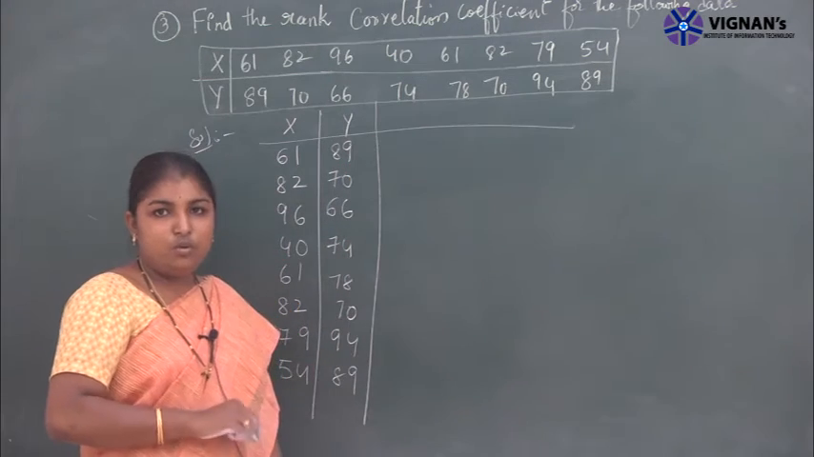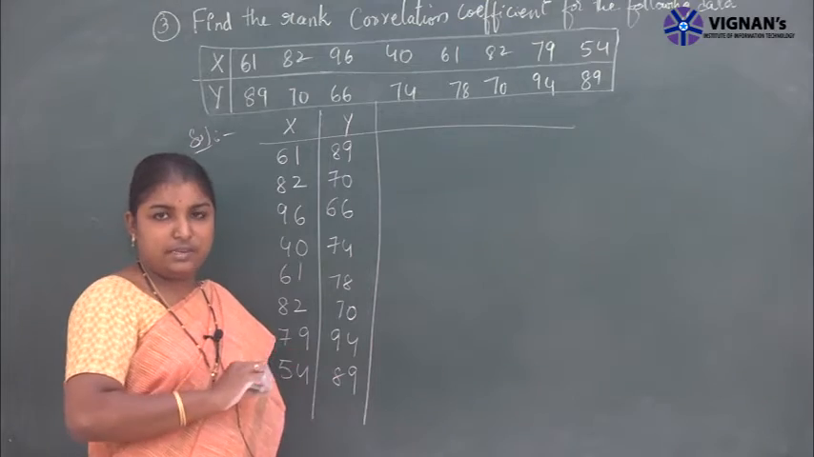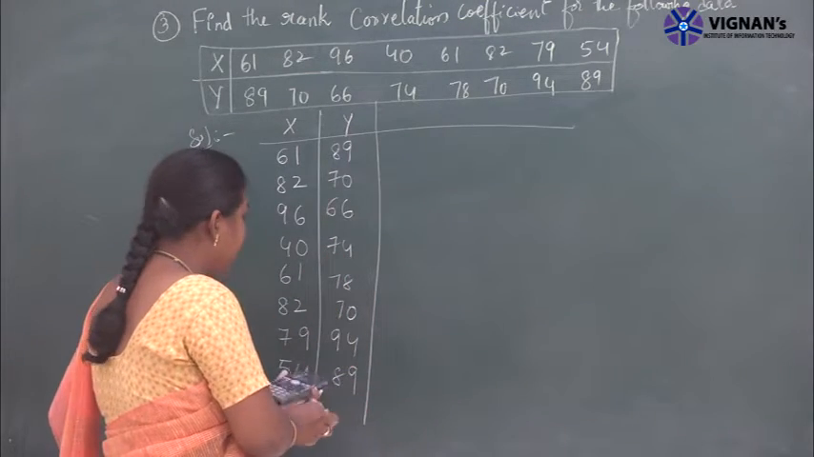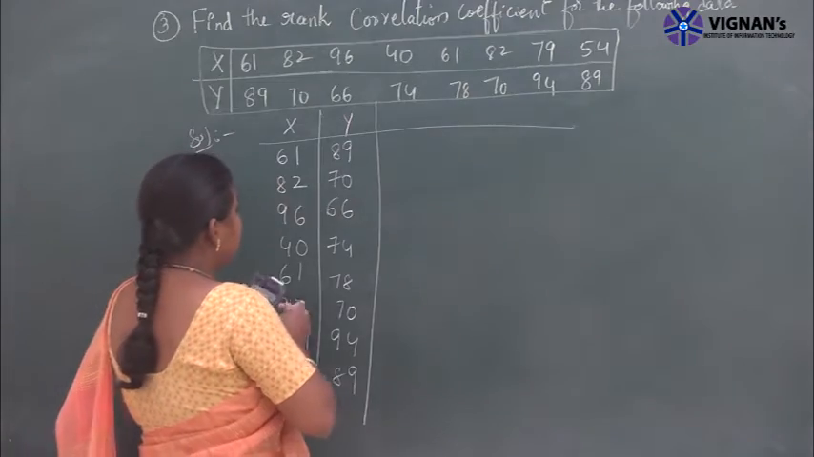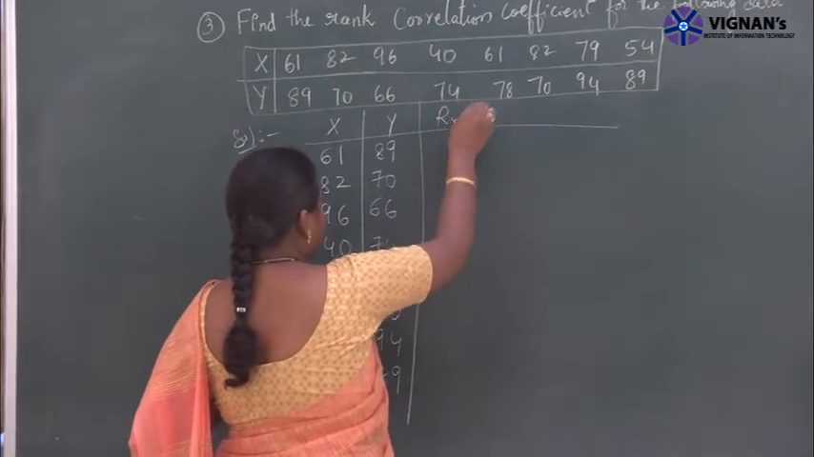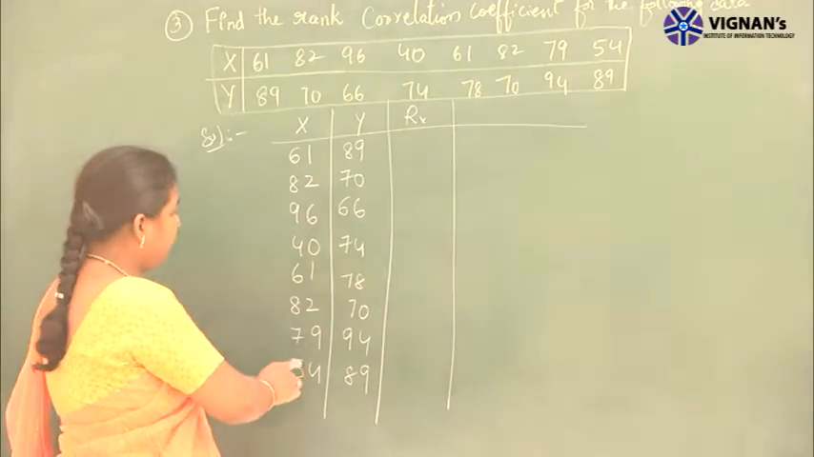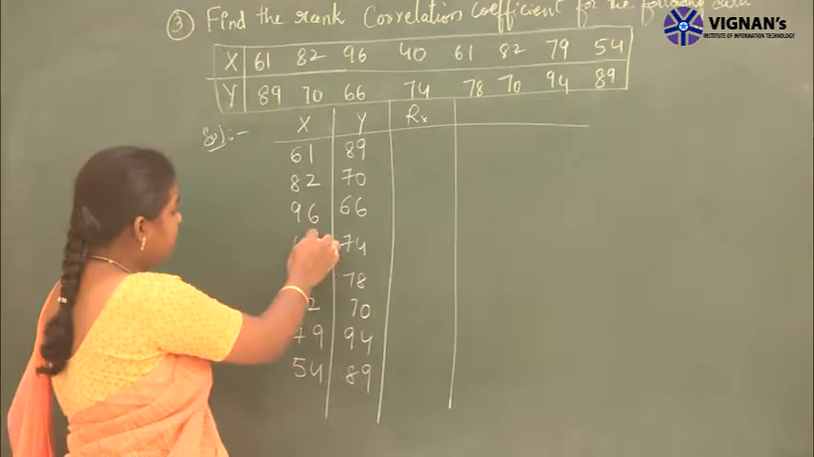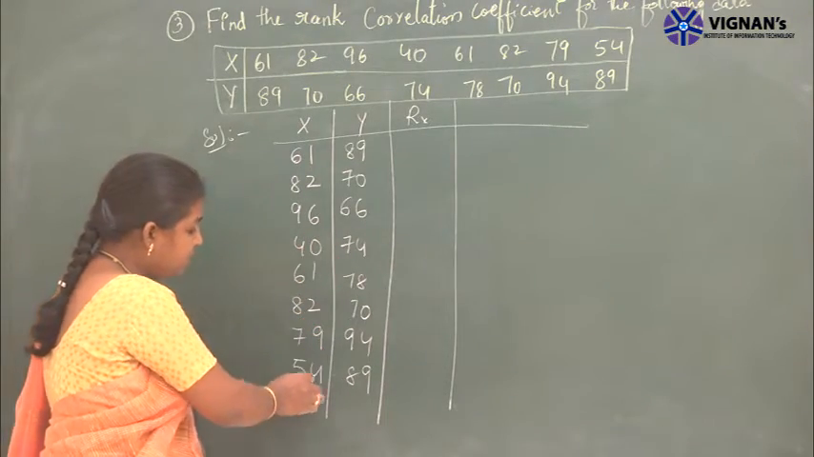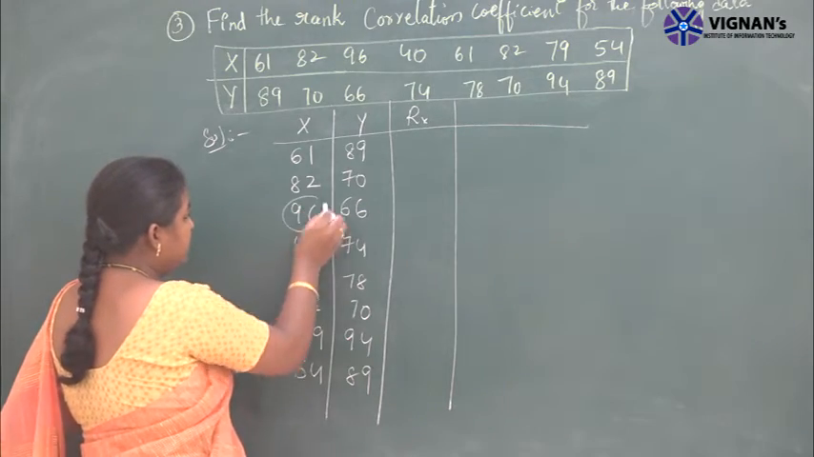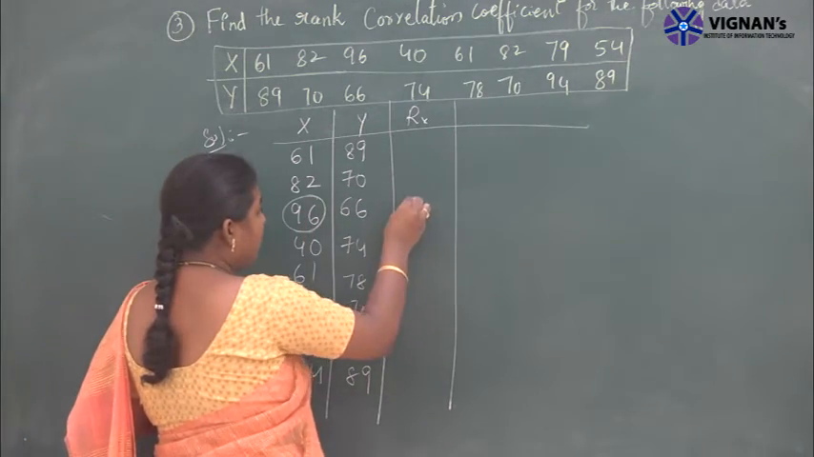Okay, now we want to give the ranks of x and y values. The ranks of x and y values are represented by Rx. So see, the maximum value, we have to check it here. 61, 82, 96, 40, 61, 82, 79, 54. The first maximum value is 96. We are giving the rank is equal to 1.